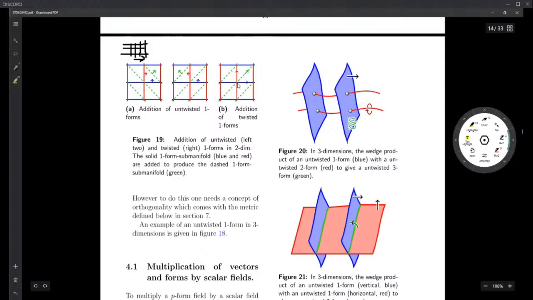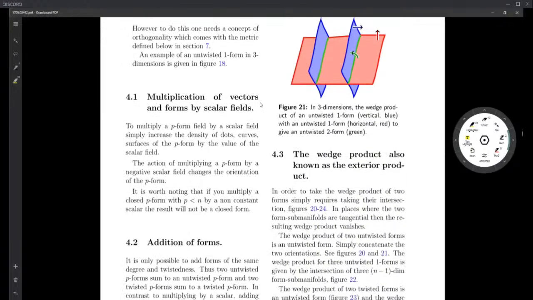So then this line goes this way, this line goes this way, and then you get a one form going this way, right? So then only the orientation changes, right? So then let's just talk about multiplication of vectors and forms by scalar fields.